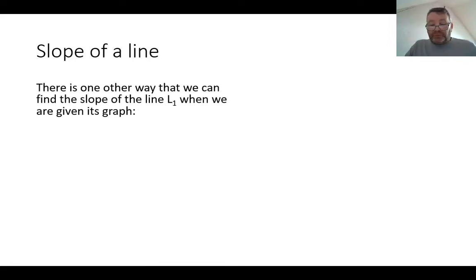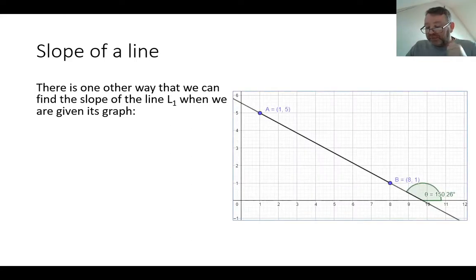Okay. There's one other way. This is new. Some of you may have met it, some of you may not have met it, but I'm going to do it anyway. There's one other way that we can get the slope of a line when we're given its graph. Now, take a look at this here. This line, what you'll notice is new on this line, is the presence of the angle that it makes with the positive aspect of the x-axis.